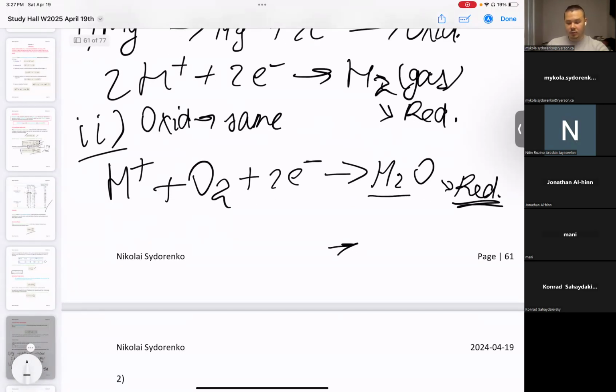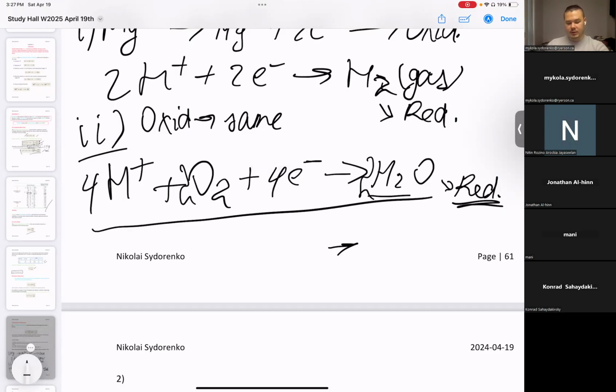We have H2 that needs to become 2. We have 2 of O, so this needs to be 2. So now this becomes 4, and this needs to be 4. So you need to balance it out.